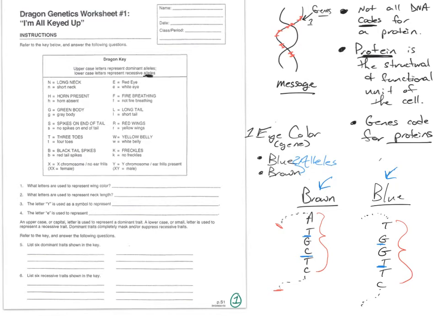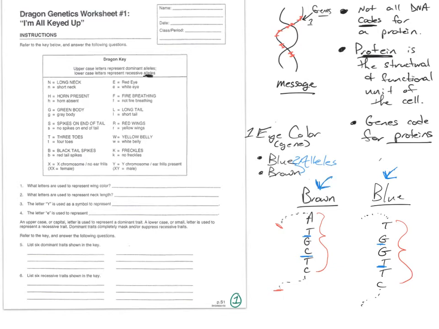This one makes a protein. Maybe the protein doesn't work as well. Maybe the protein makes a different colored dye. Maybe that protein works better, faster, does something completely different. We don't know, right? It all depends on the protein.